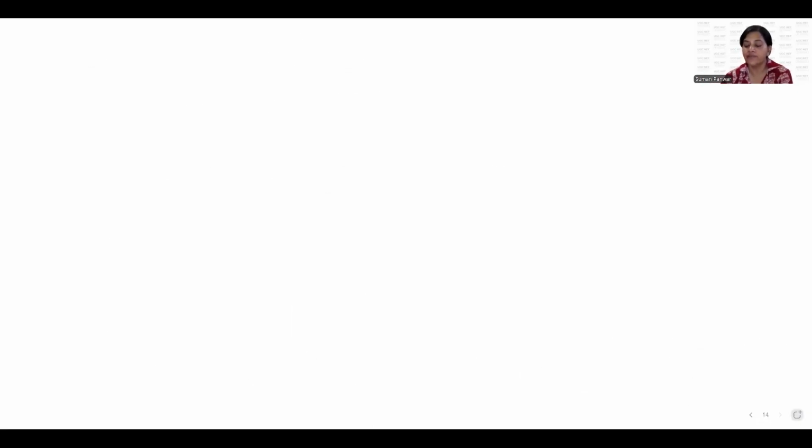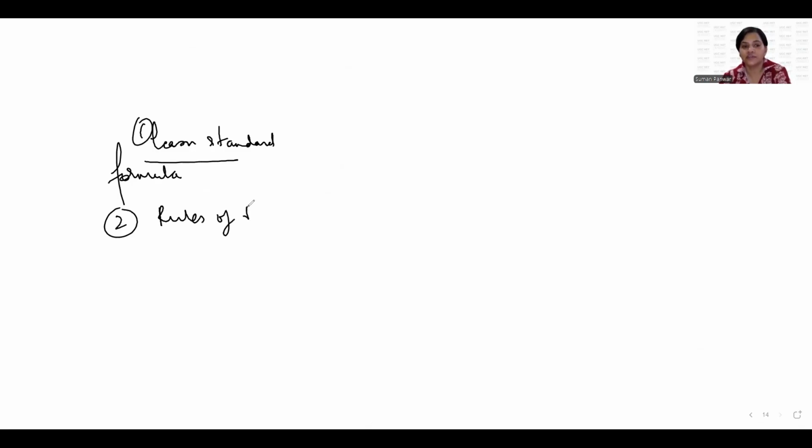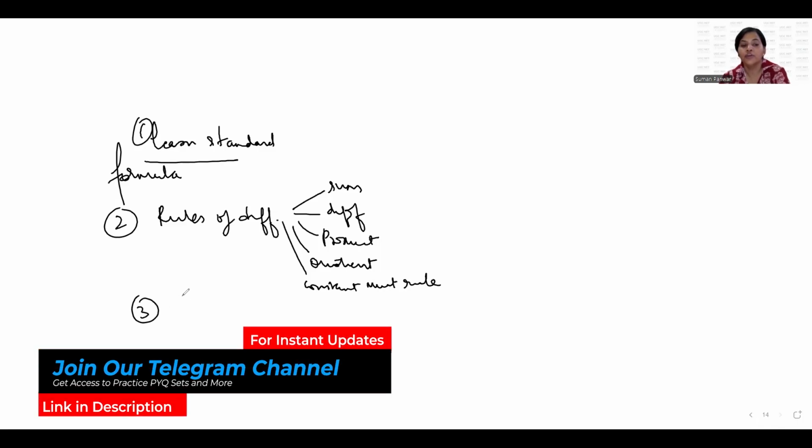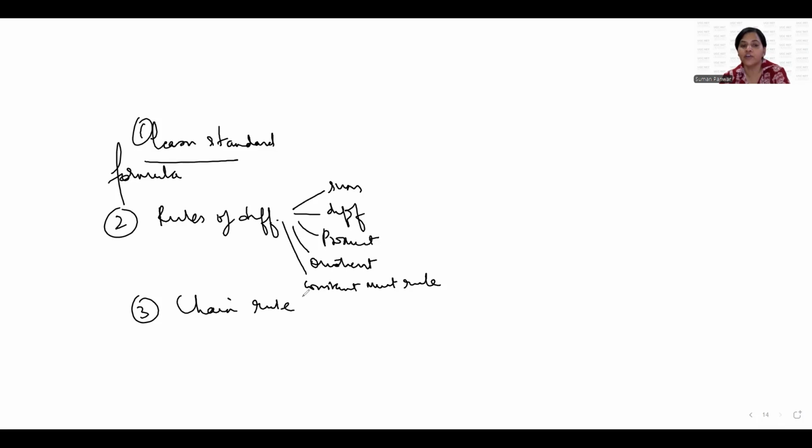So how do you prepare for differentiation for UGC NET? First, you learn standard formulae. Second, you should know the rules of differentiation. So what were the rules? Sum, difference, product, quotient, constant multiple rule. Third, you should know the chain rule. This is the father of all the rules. Without the chain rule, you will not be able to survive.